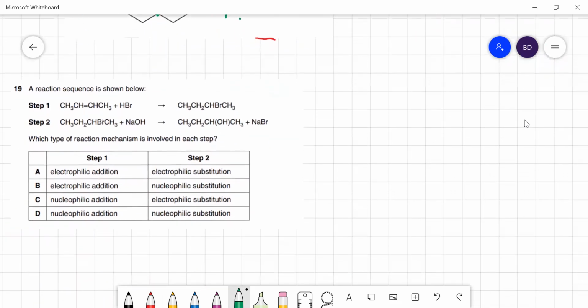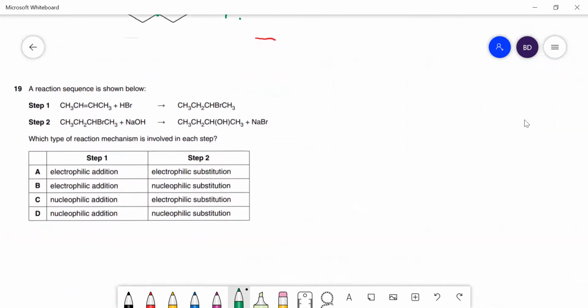Okay, a reaction sequence is shown below. So we've got HBr reacting with an alkene. Now, do you remember what happens there? HBr, that's delta positive, so that's an electrophile. And you break the double bond, so it's not substitution, it's electrophilic addition. So step 1 is electrophilic addition, so it's either A or B.